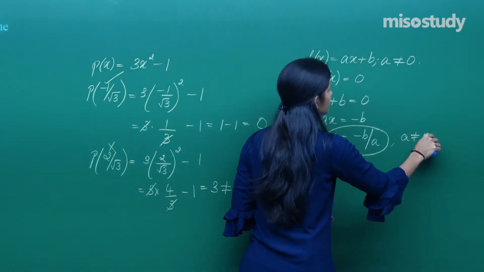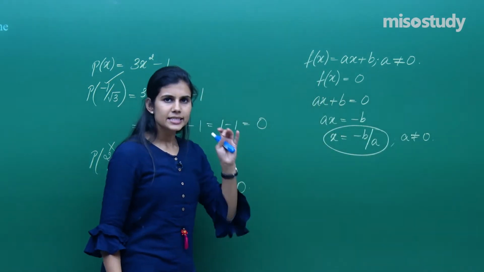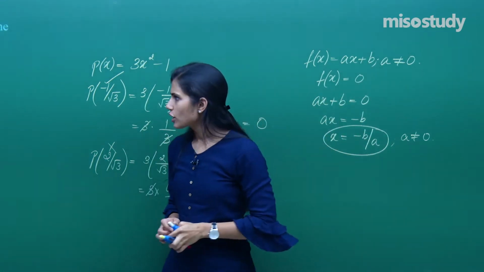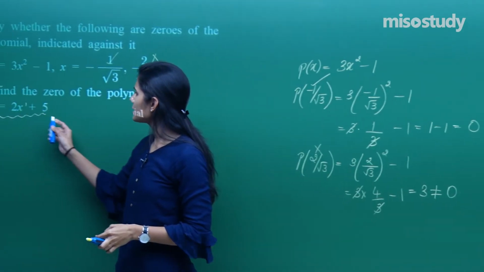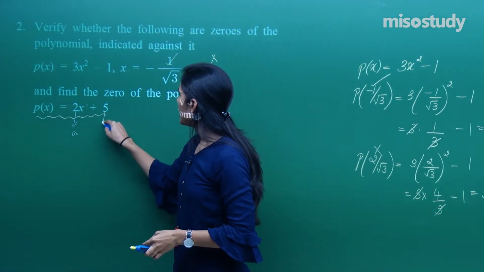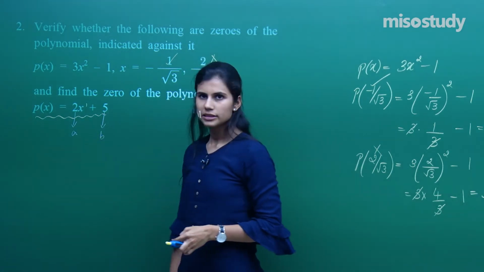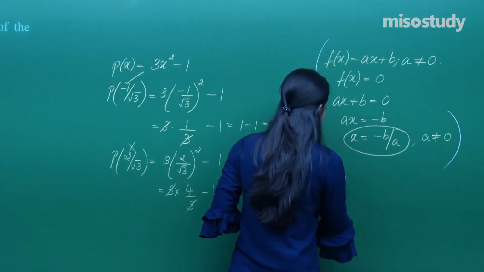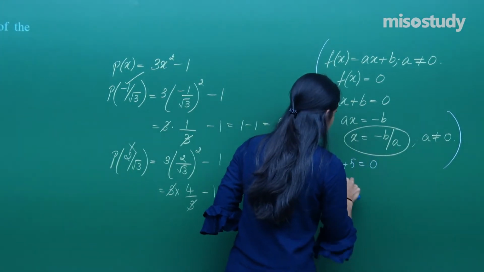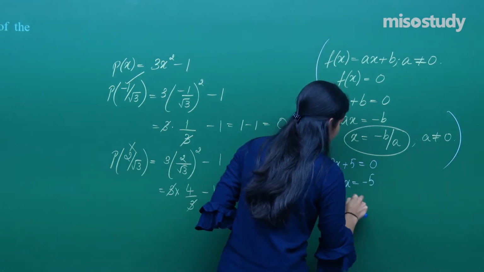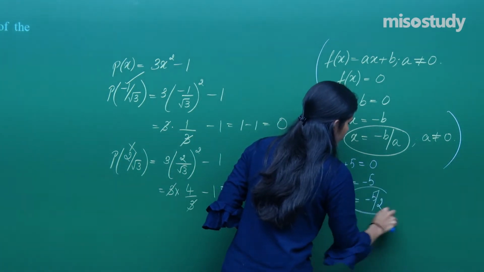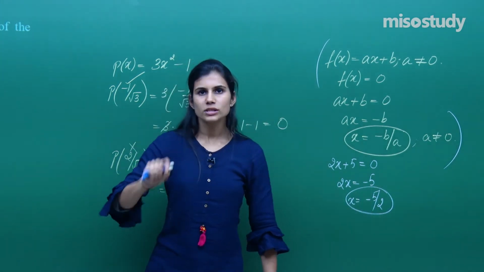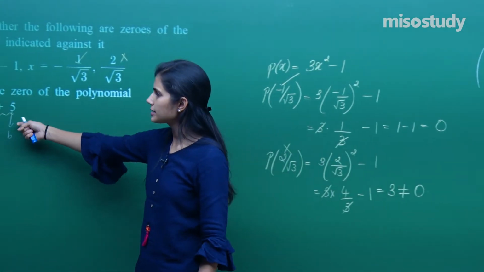Already a is not equal to 0, so minus b by a is a real number. That single unique real number which can make this polynomial vanish is minus b by a. If you compare it with this expression, it looks like ax plus b, where a is 2 and b is 5. So for what value of x will 2x plus 5 be equal to 0? 2x plus 5 equal to 0 means 2x equals minus 5, so x equals minus 5 by 2, that is minus b by a. So minus 5 by 2 is the unique, single, exactly 1 zero of 2x plus 5.